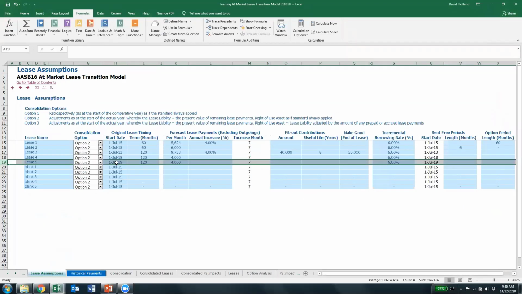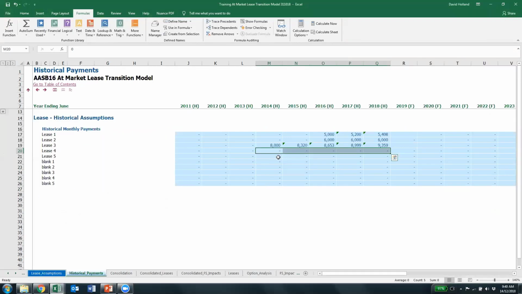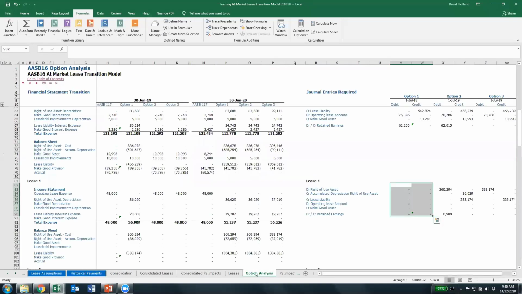Here's example 5, commences 1 July 2019, 10-year lease, payments of $4,000. As I said, you don't predict CPI, so you don't put an increase in, you don't put new payments in until they occur, and we've got an incremental borrowing rate. Once again, there are no historical payments because it commenced after our last historical payment information.